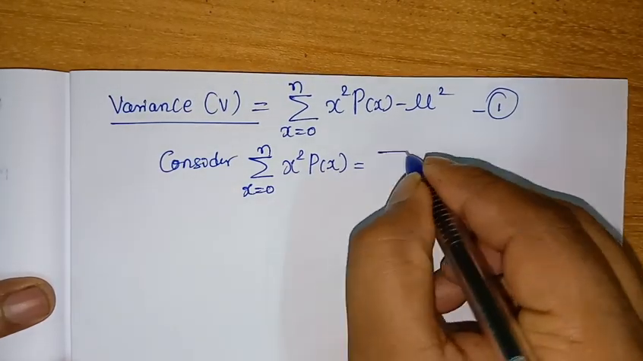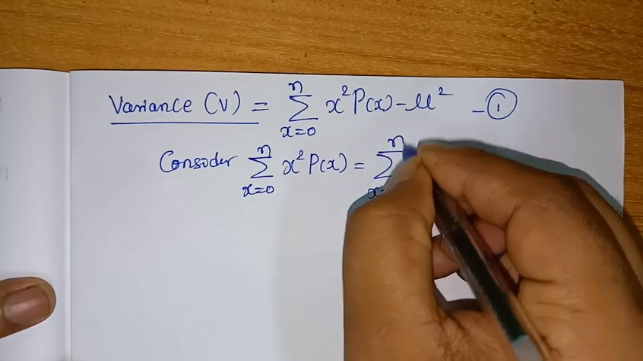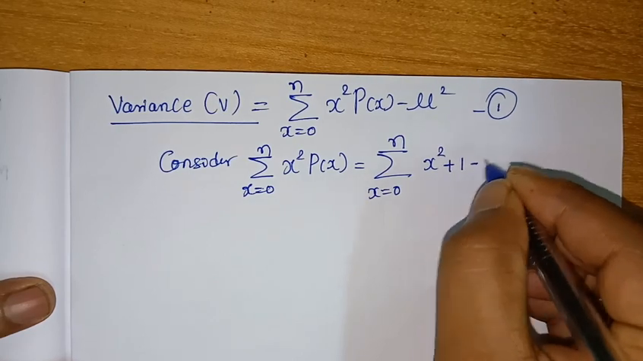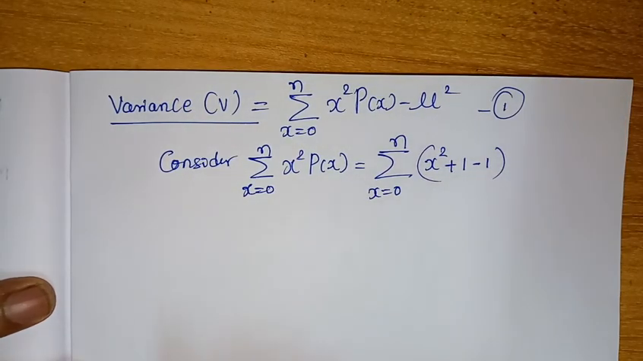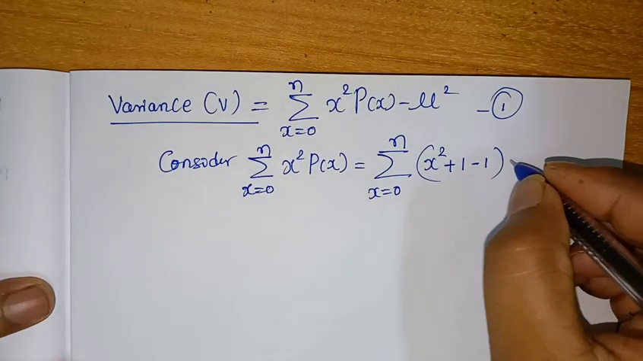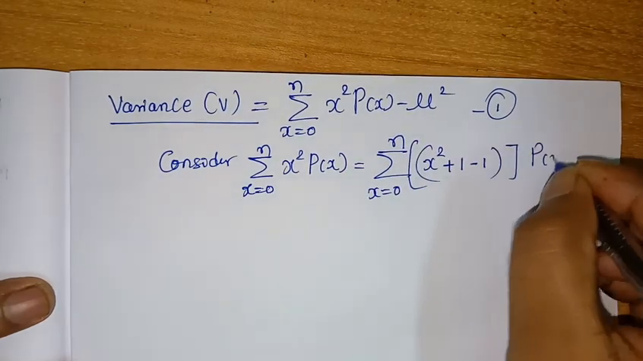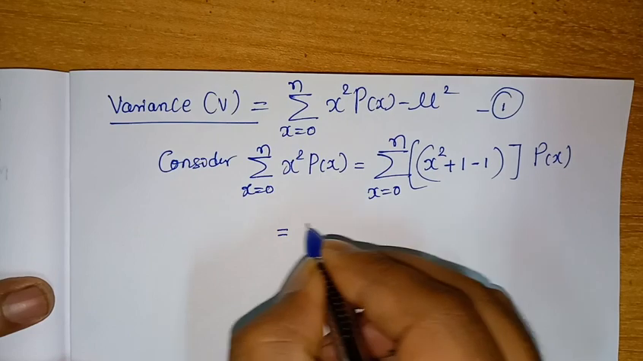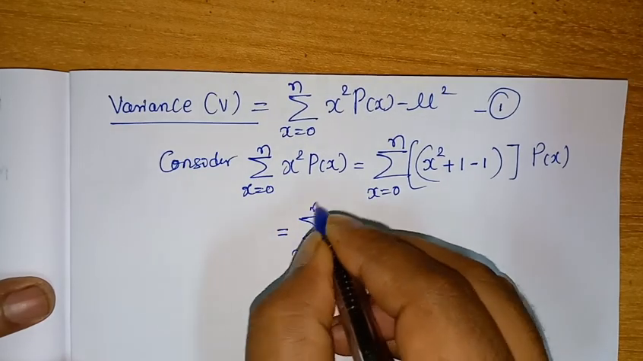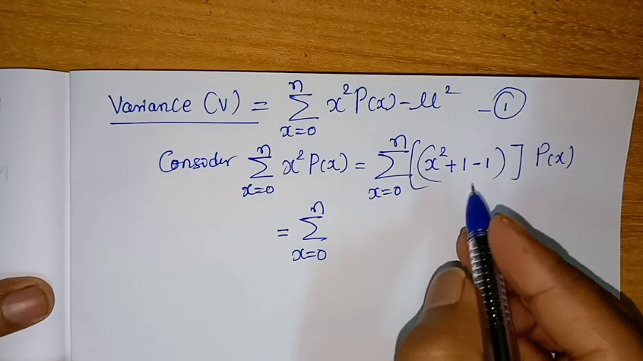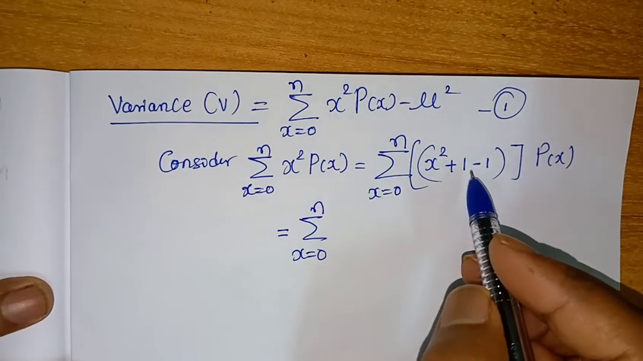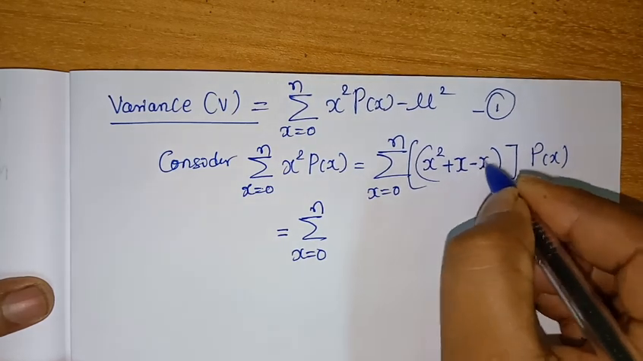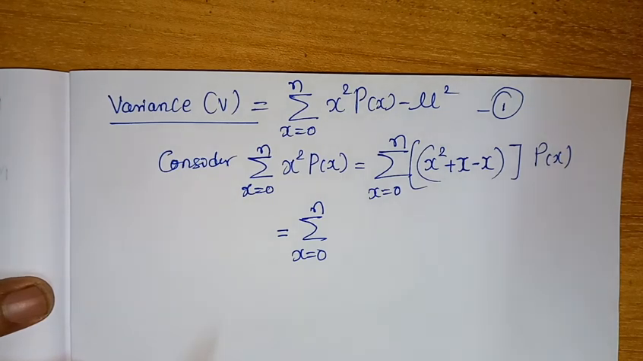So what does it say? Summation x equal to 0 to n, x squared is there, no? For x squared I'll add and subtract 1, because of the proof requirement. If I do this modification then only I can simplify it. Not 1, because if I add 1 there is no use here. So I'll add and subtract x here.